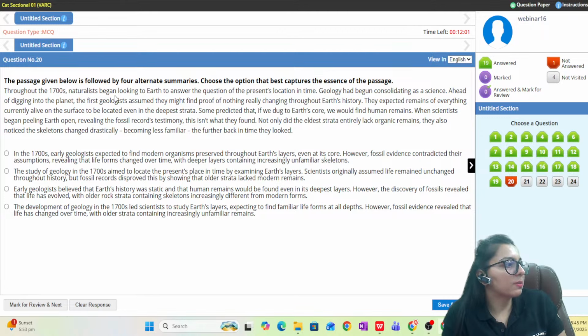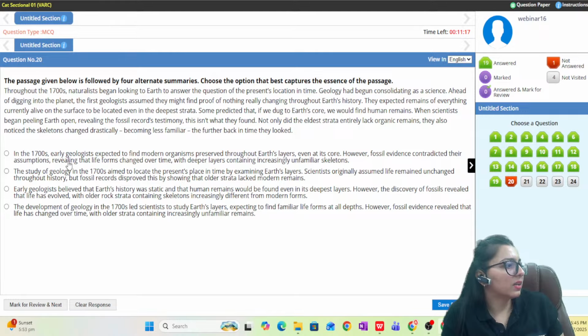Throughout the 90s, naturalists began looking to Earth to answer the question of the present location in time. Geology had begun consolidating as a science. Ahead of digging into the planet, the first geologists assumed that they might find proof of nothing really changing throughout Earth's history. They expected remains of everything currently alive on the surface to be located even in the deepest strata. Some predicted that if we dug to the Earth's crust, we would find human remains. When scientists began peeling Earth open, revealing the fossil record's testimony, this isn't what they found. Not only did the elder strata entirely lack organic remains, but also noticed skeletons change drastically, becoming less familiar the further back in time they looked.